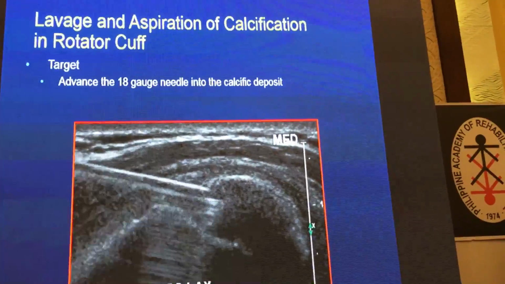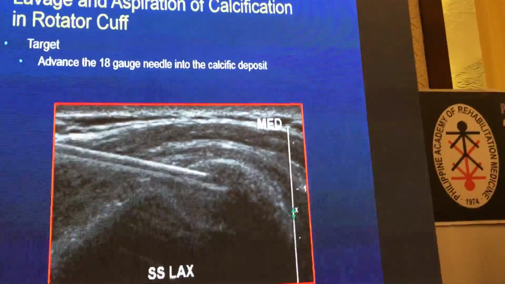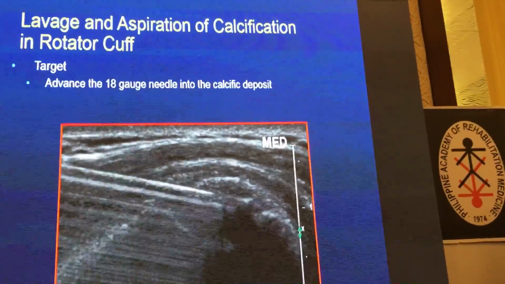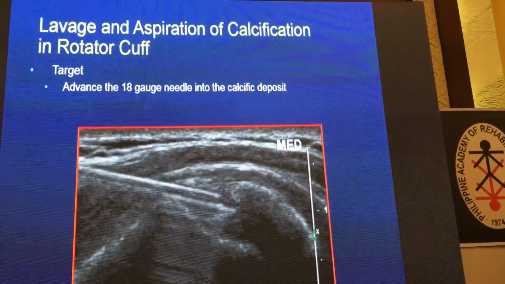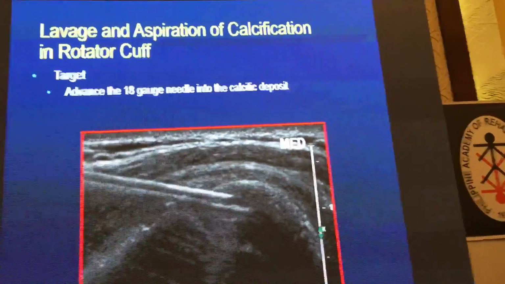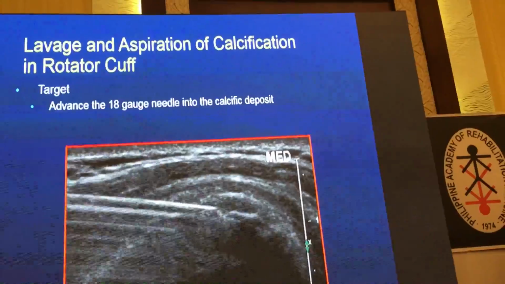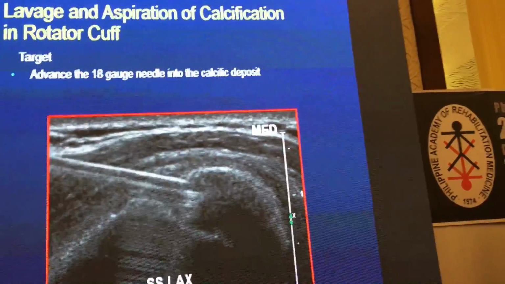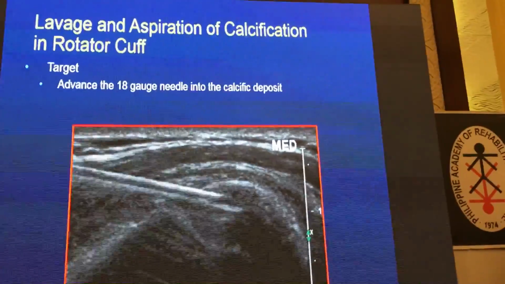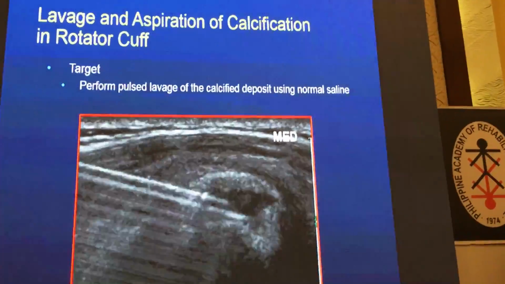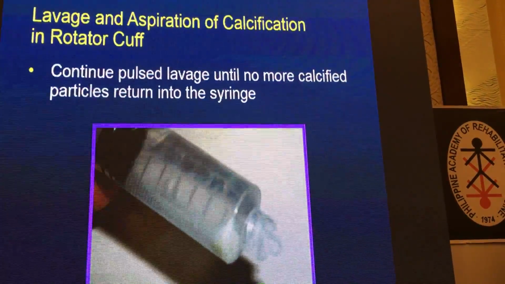If you poke a bunch of holes into the calcification, then it becomes a sieve. So you push fluid in and it goes out everywhere. And you're not going to get any calcification coming back into your syringe. So one of the big keys is having a single needle hole penetrating into the calcification so that it stays as a nice sac and not a sieve. And that way, when you push the fluid in, it stays inside and it pushes right back out into your syringe. And you just keep doing it until no more calcification comes back out into your syringe. That's how you know you're done.